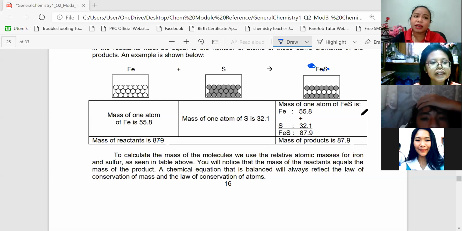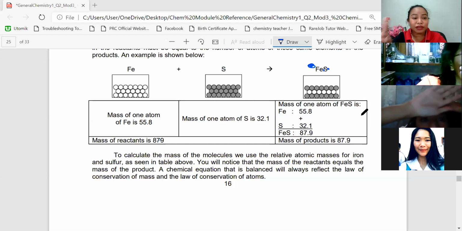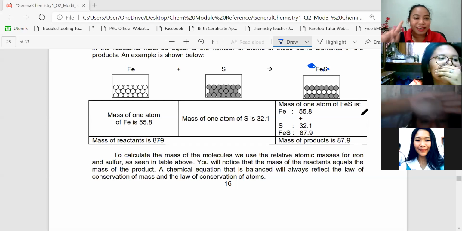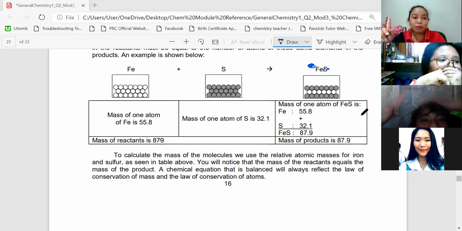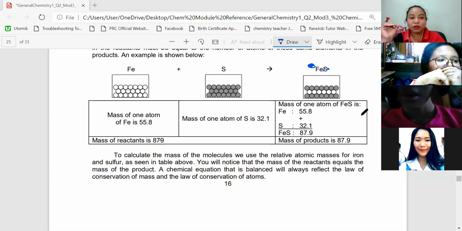Makikita ninyo ang kanilang mga mass dito sa inyong periodic table. Who has a periodic table? In this stage, hindi pwedeng walang periodic table. Sige, kuha kayo ng periodic table. Kuha ng periodic table.